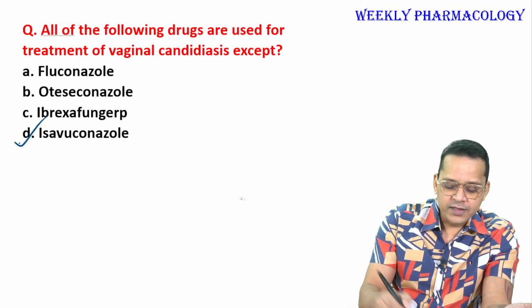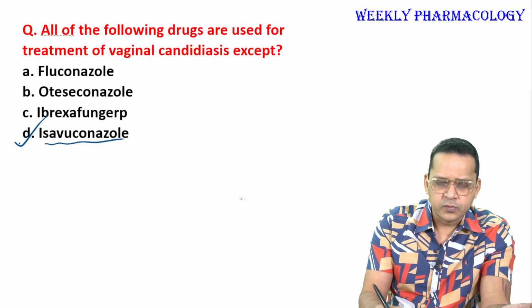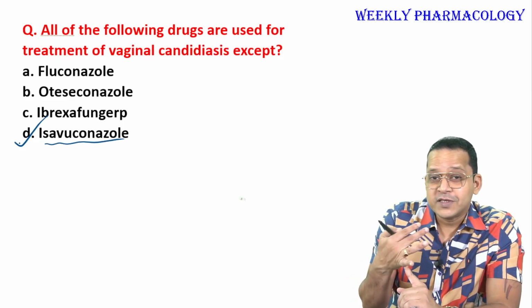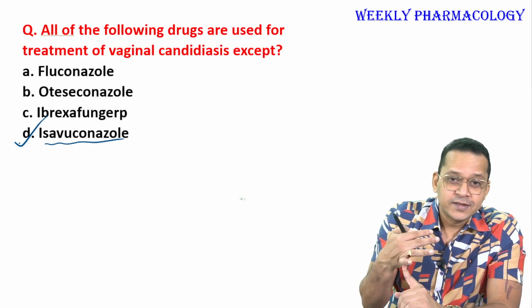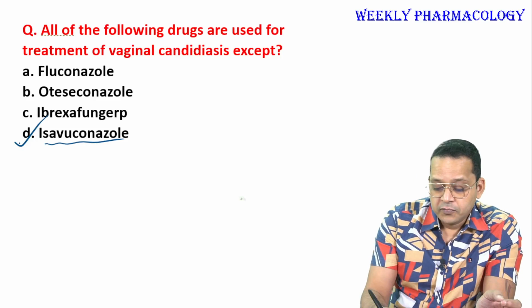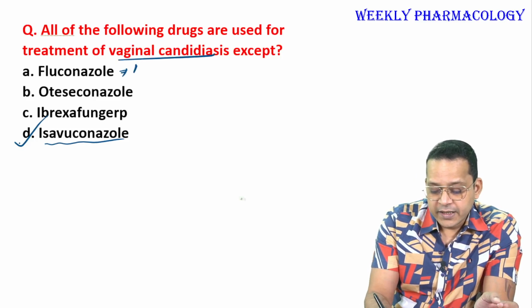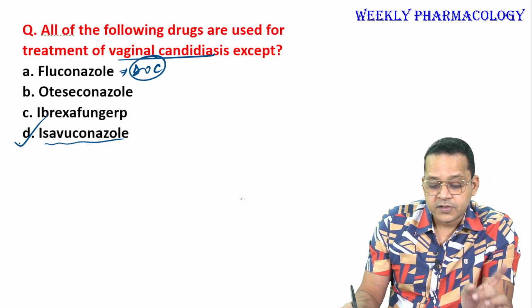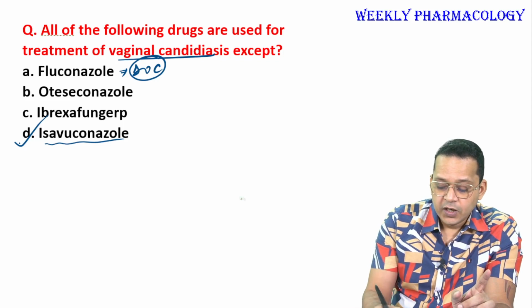So, guys, all of you know the answer is isavuconazole. Isavuconazole is approved only for treatment of mucormycosis and aspergillosis. There are only two conditions where it is approved. Fluconazole is the drug of choice for vaginal candidiasis.